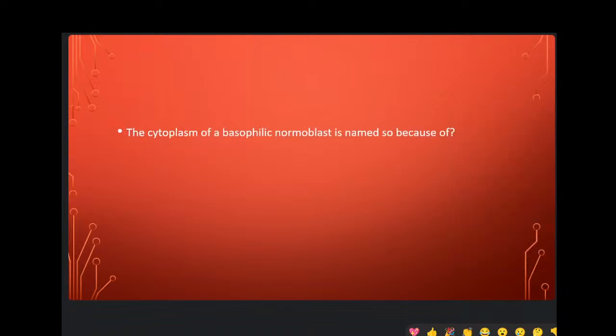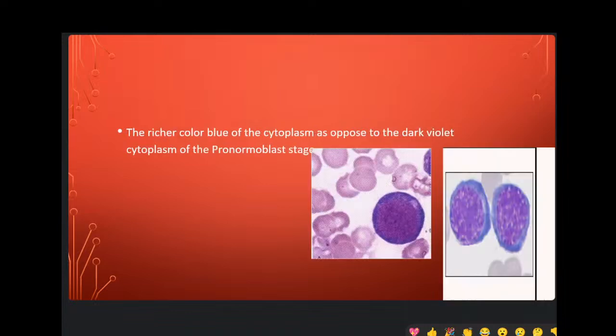The cytoplasm of basophilic normoblast is named so because of the richer color of the cytoplasm. The rich color of blue as opposed to the dark violet cytoplasm of the pronormoblastic stage. See? It's bluish now. There's a bluish tinge. Meaning to say, it's becoming less and less acidic. It's no longer preoccupied with cellular division so much. Clear? Okay, let's move on to the next slide.